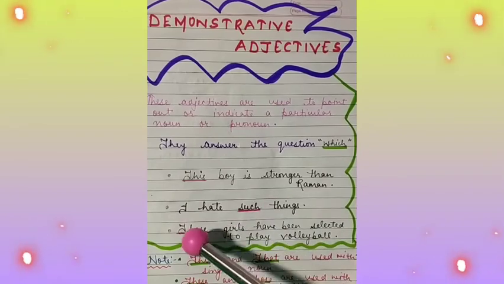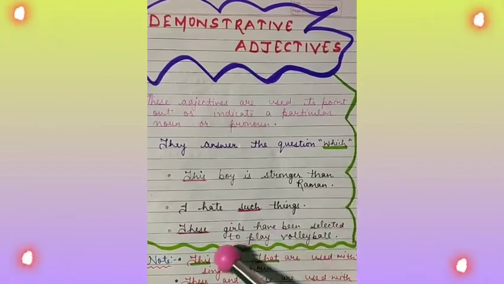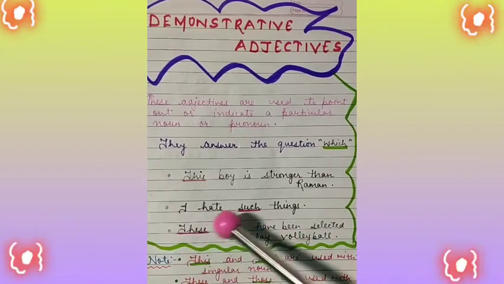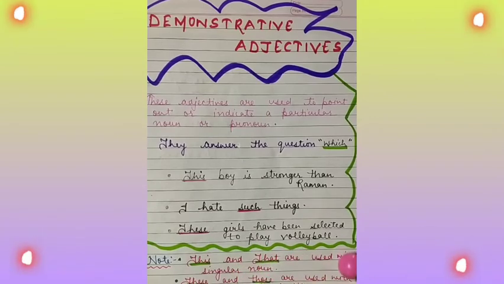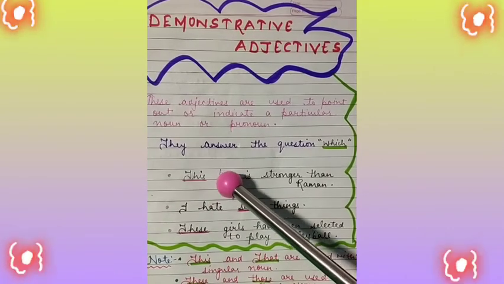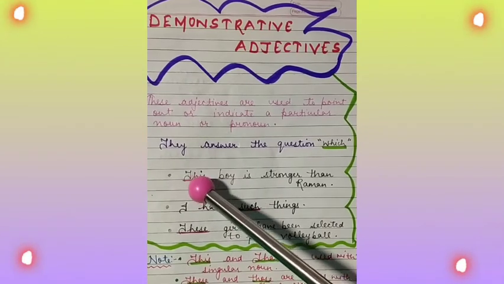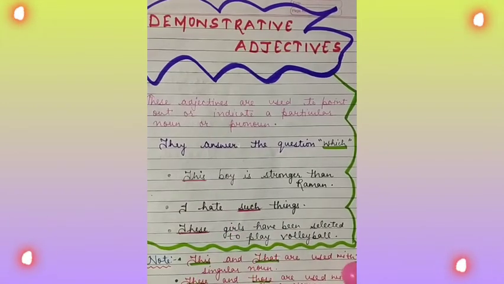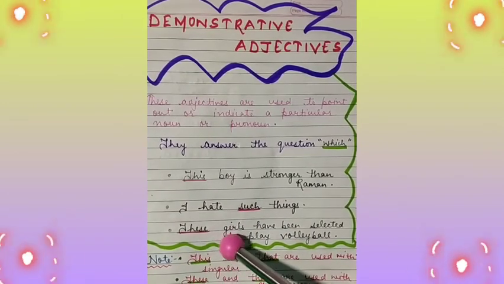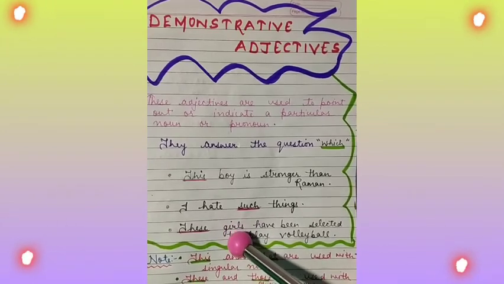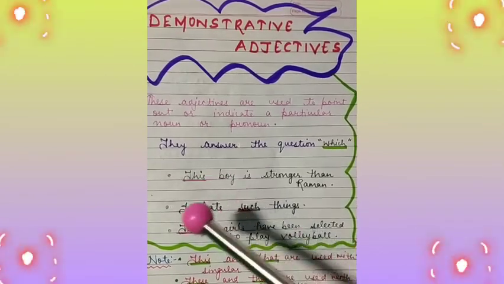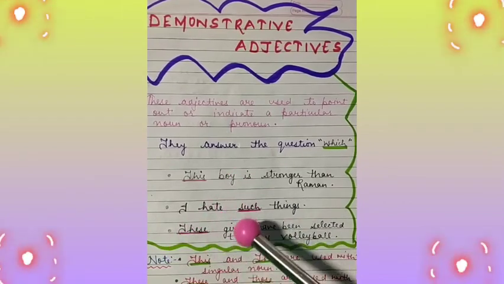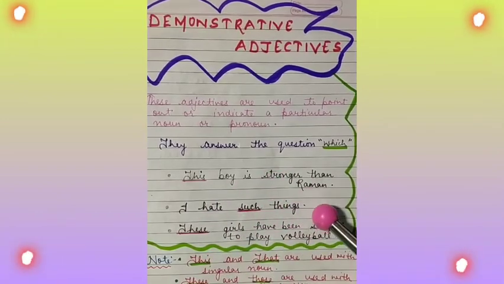Such things. These girls have been selected to play volleyball. Which girls have been selected to play volleyball? These girls. This and that are used with singular nouns. You can see here, boy is a singular noun, and here we have used this as a demonstrative adjective. These and those are used with plural nouns. Here in this example you can see girls is a plural noun. So this, that point out the things or person close to you. These, those point out the things that are further than you.